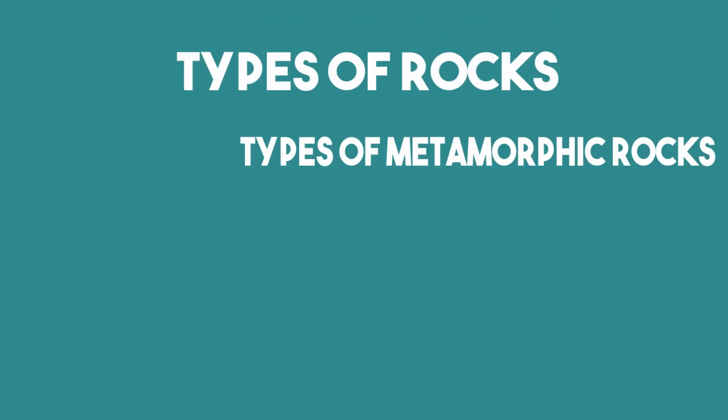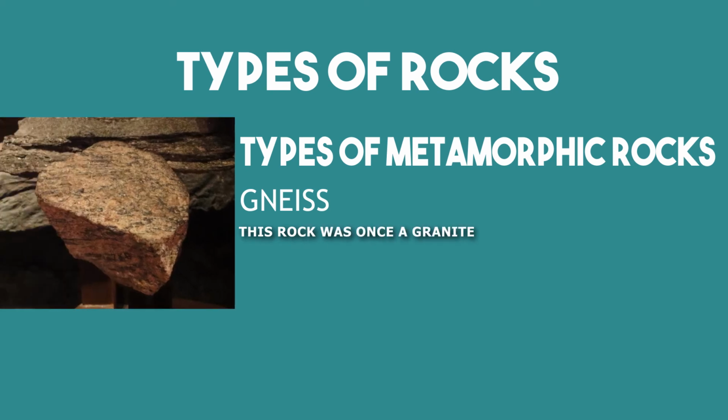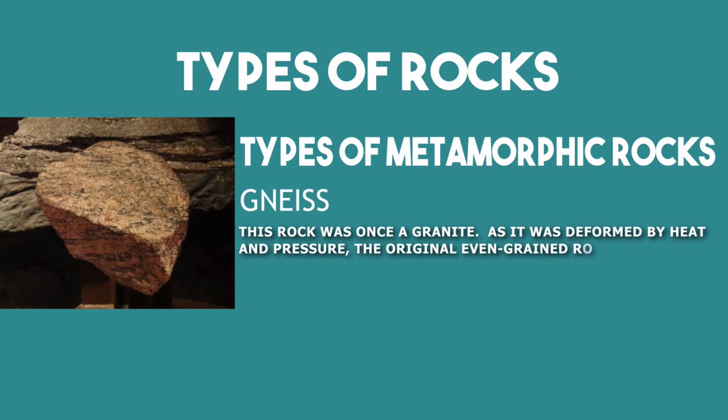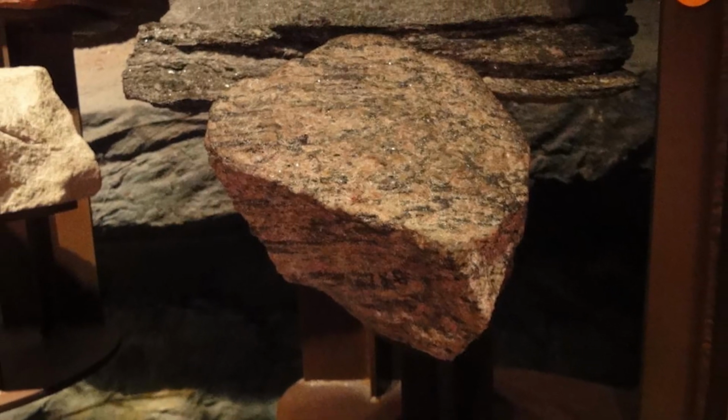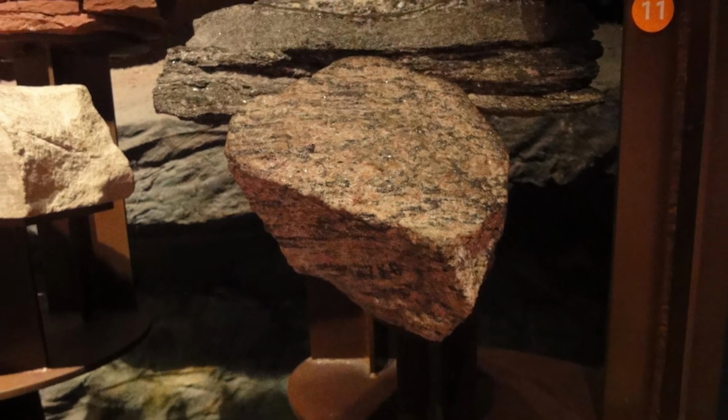The next we have gneiss. This rock was once a granite, as it was deformed by heat and pressure. The original even-grained rock developed dark layers, primarily biotite, and light layers, mostly gray quartz, pink orthoclase, and black hornblende. Alright, so there was an image of the gneiss.